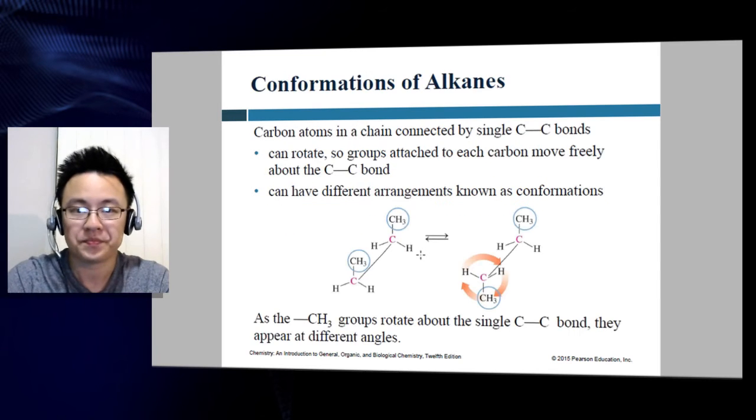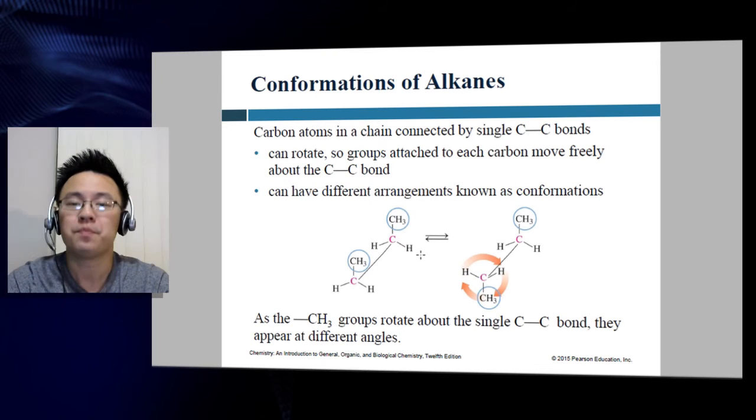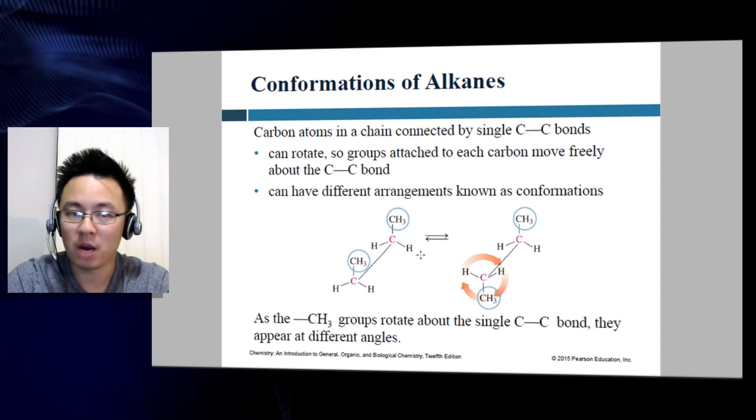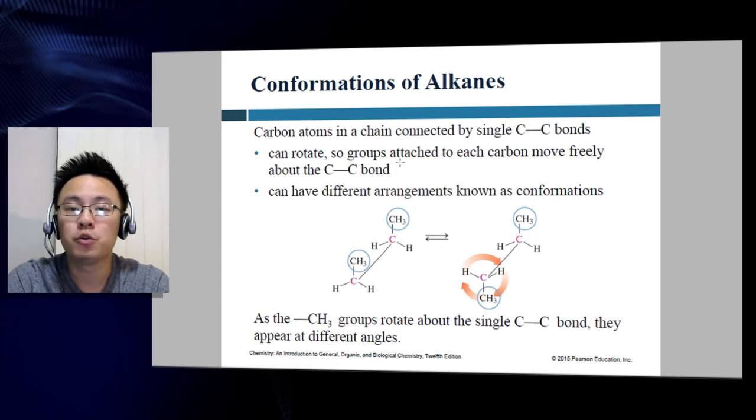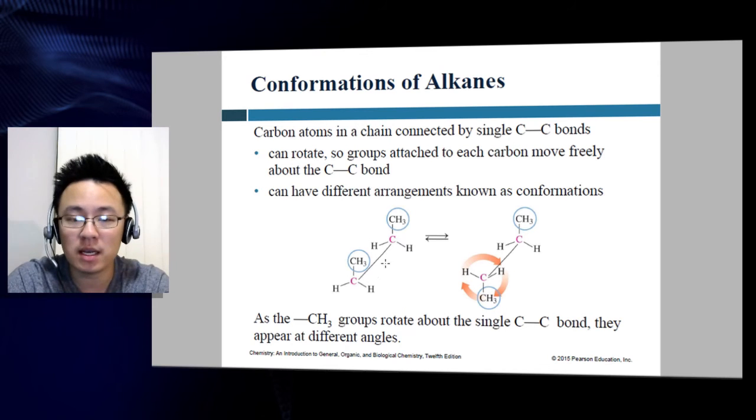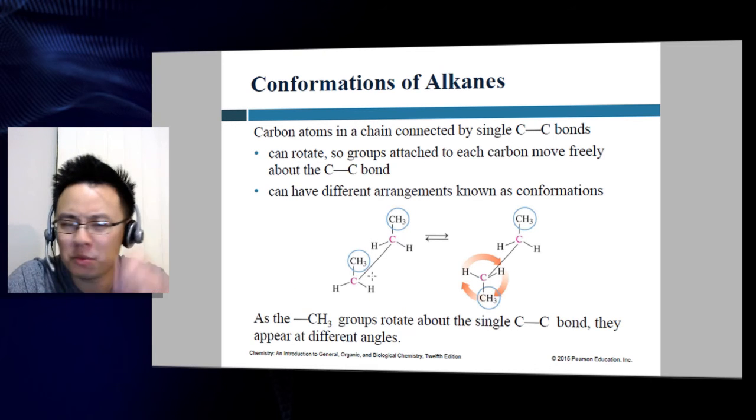Okay. Now, amazingly, carbon atoms in a chain connected by single carbon-carbon bonds can rotate. So groups attached to each carbon can move freely about the carbon-carbon bond. So take a look at this. We have here, think about it in 3D.